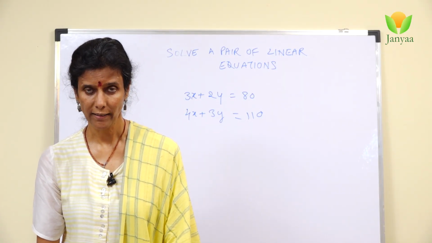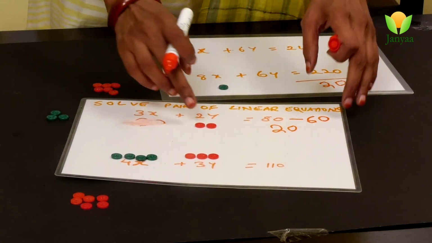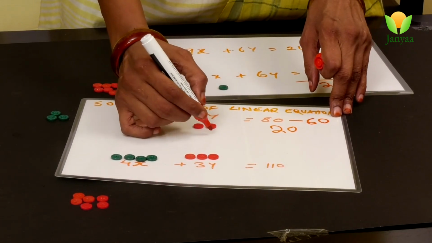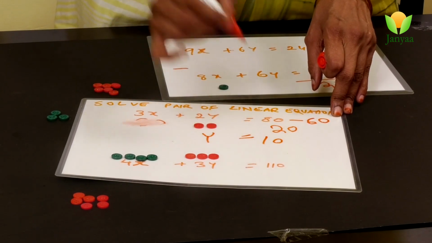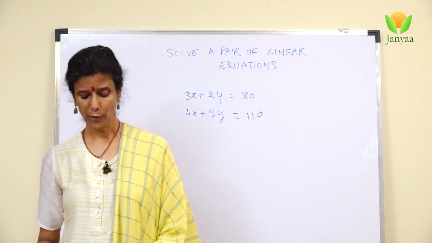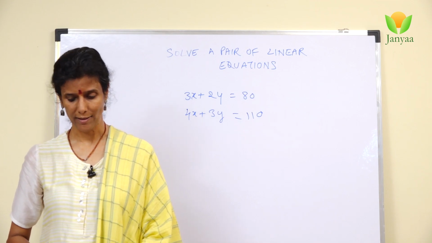Now what is y? Divide 20 by 2. So it becomes 10. So y equals 10. And that's how you solve your linear equations.